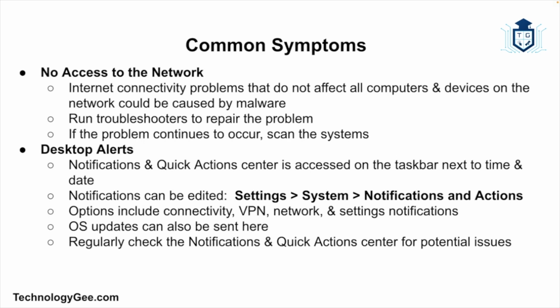Next symptom is desktop alerts, so notifications and quick action center. This is accessed on the taskbar next to the time and date. The notifications can be edited by going to Settings, System, Notifications, and Action Center. The options include connectivity, VPN, network, and settings notifications. You'll also see operating system updates, which could be found in there. But you want to regularly check the notifications and quick action center for potential issues when desktop alerts pop up.